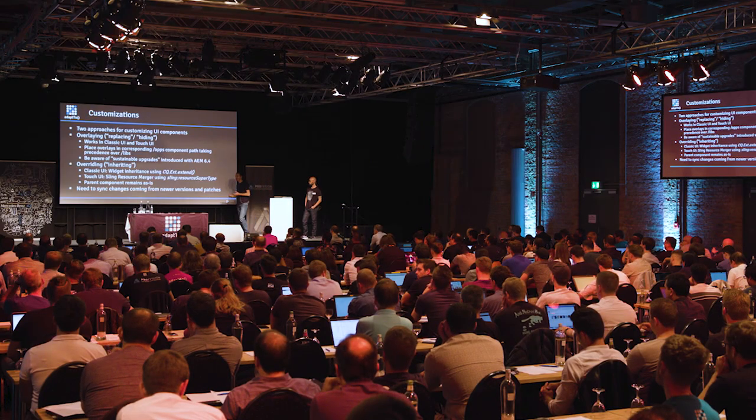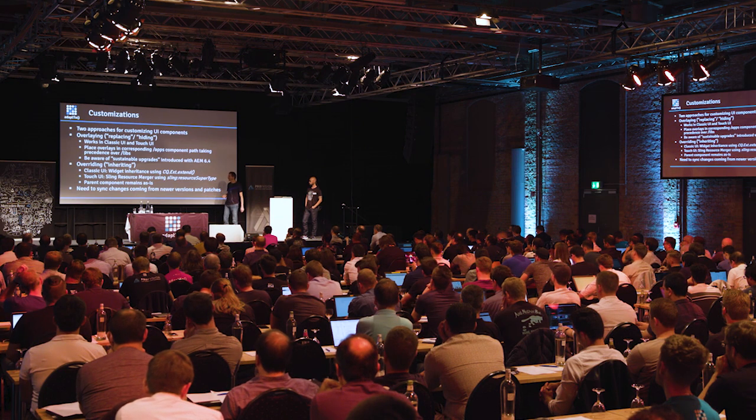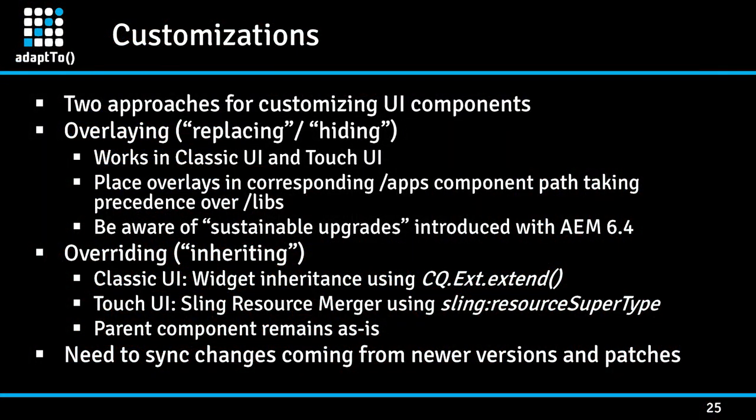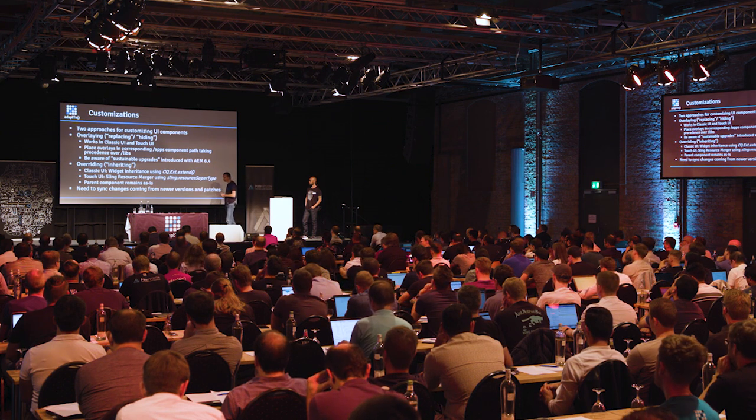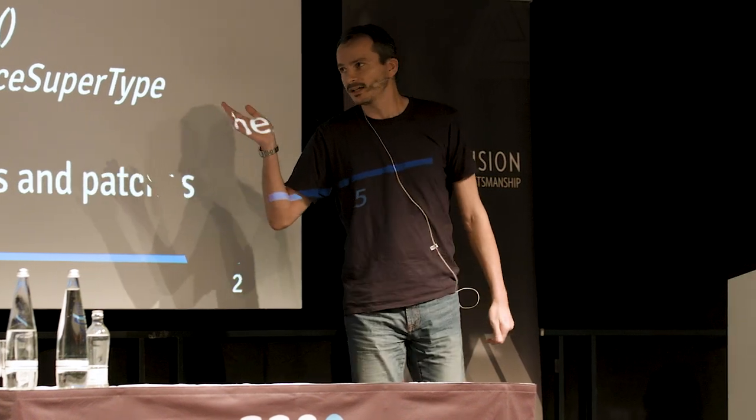We are now dealing with a server-side mechanism here in TouchUI. So what we can do is take advantage of the Sling resource merger and use the Sling resource supertype attribute, point to the component we want to inherit behavior from, and then override it with our custom business logic, for instance. The obvious benefit of the overriding mechanism is that the component you're extending from stays as is, so you're not affecting the existing consumers.